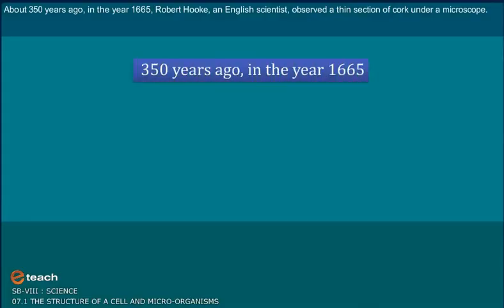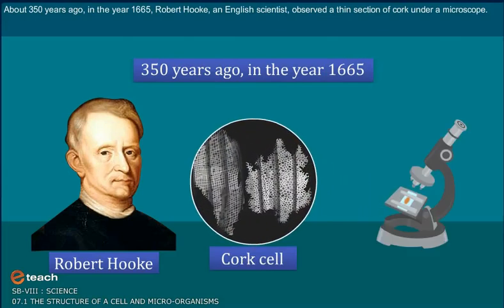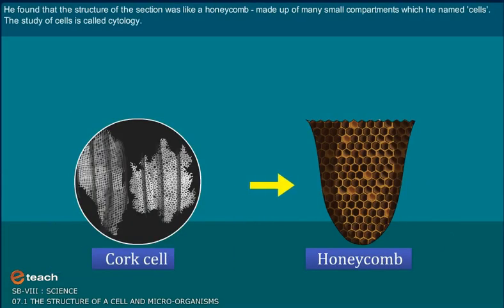About 350 years ago, in the year 1665, Robert Hooke, an English scientist, observed a thin section of cork under a microscope. He found that the structure of the section was like a honeycomb, made up of many small compartments which he named cells. The study of cells is called cytology.